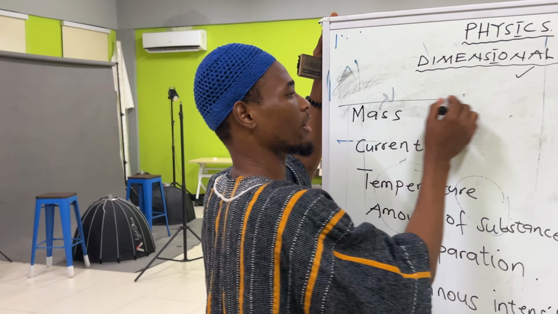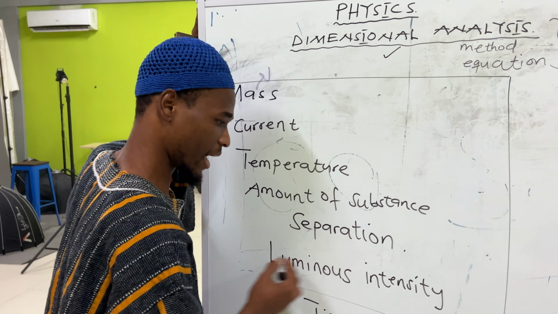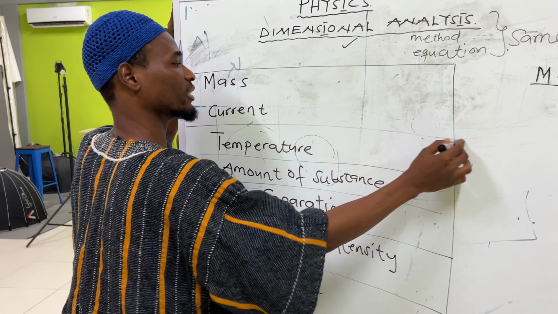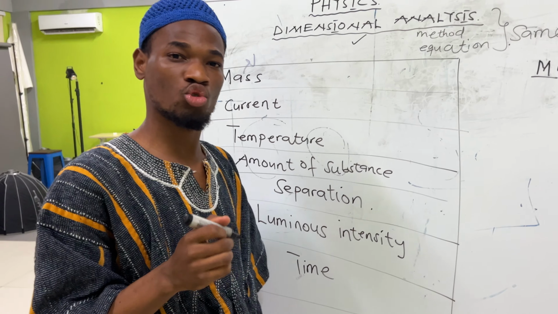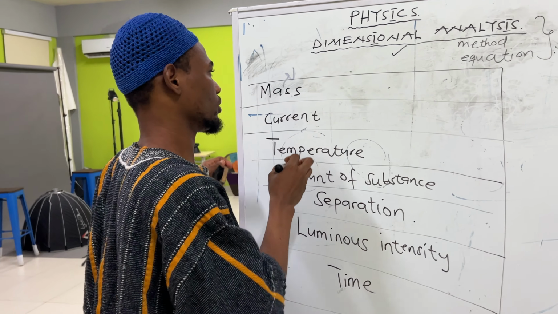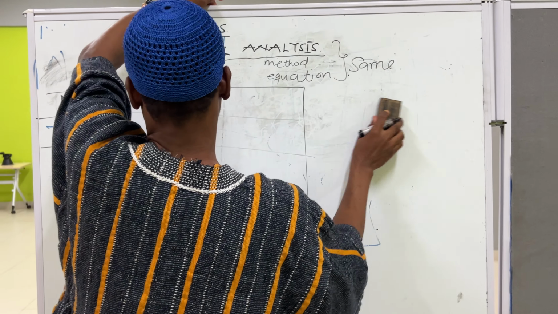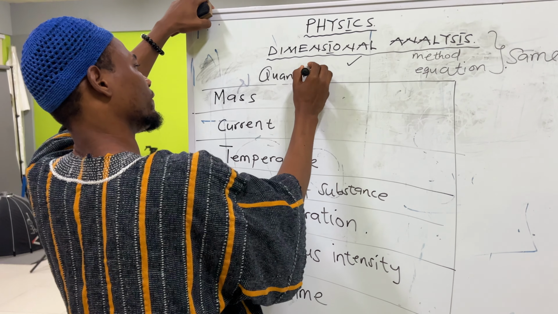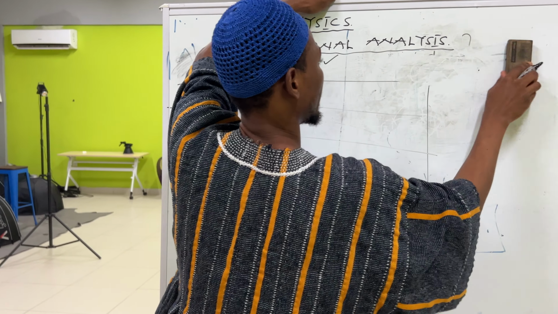So if I want to take the dimension of these basic quantities, we learned that you have to put them in square brackets to mean that you are taking the dimension of that quantity. So let's say this is the quantity, and their dimension.